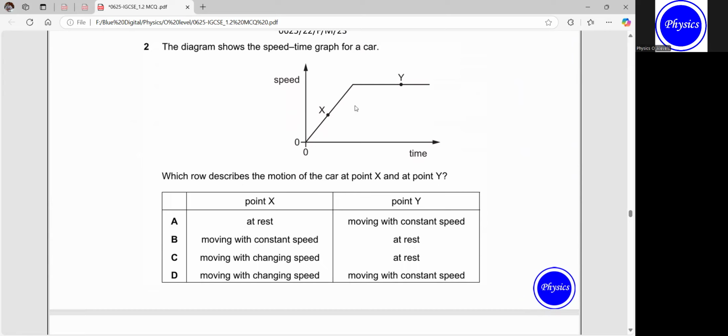Okay. At point X, speed is changing from 0 to some value. That means acceleration. And from this time to this time, the speed is maintained the same. So constant speed. So acceleration and constant speed. Here it is not rest. Of course, it is changing speed and then moving with constant speed. D. Yeah? Okay.